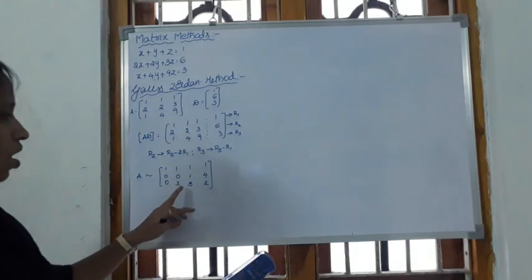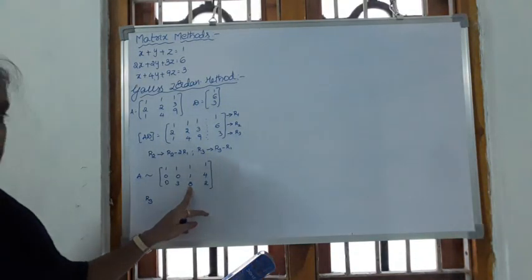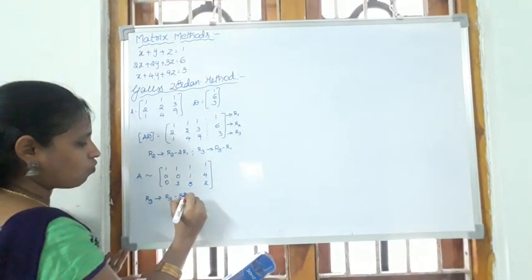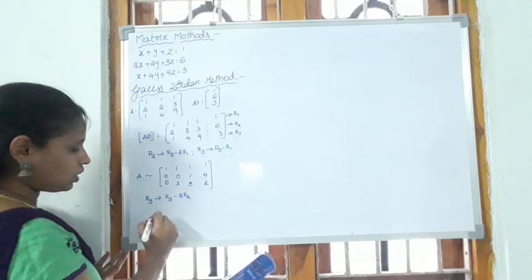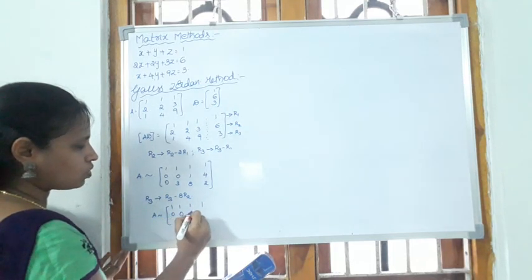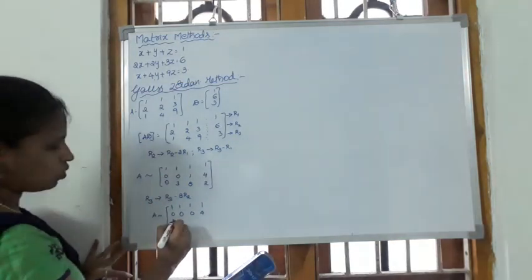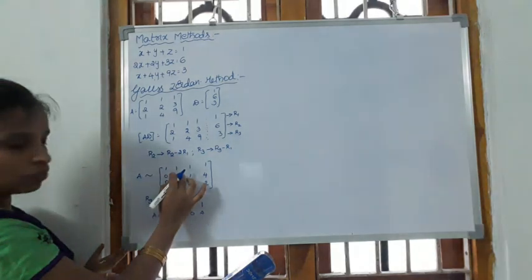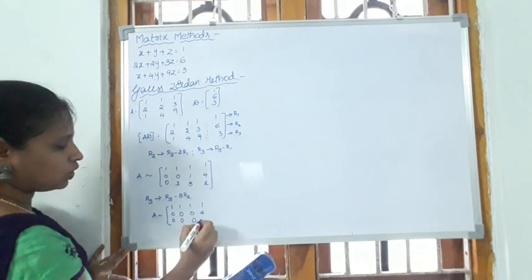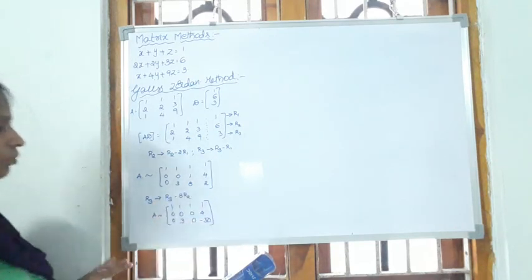Now I want to change row 3, so this element becomes 0. So R3 changes as R3 minus 8 times R2. Now the matrix becomes first row as usual, and the second row also as usual, and the third row R3: 0 minus 0, 0. 3 minus 8 times 0 to get 0. 8 minus 8, 0. 2 minus 32 to get minus 30.